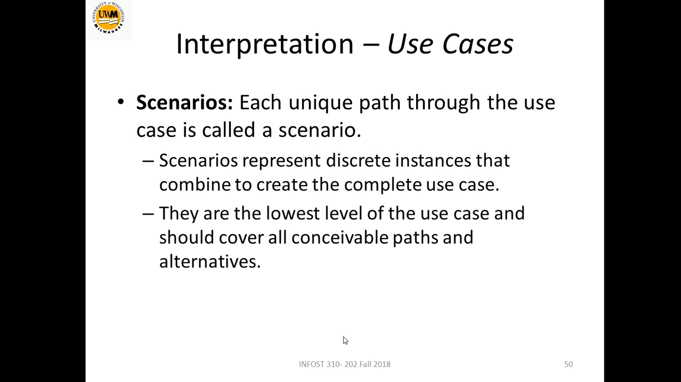From use cases, we come up with scenarios. Each unique use case path creates a scenario. Scenarios represent discrete instances that are combined to create the complete use case. So we have one scenario of doing it, or another scenario of doing it in case errors happen, and so on. They are the lowest level of the use case and should cover all conceivable paths and alternative paths.